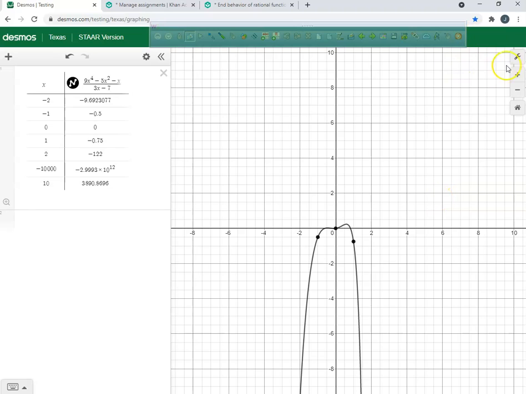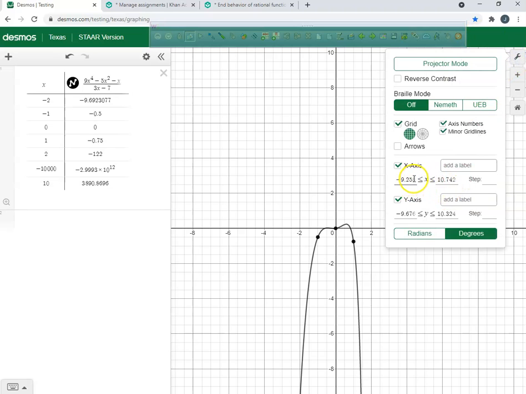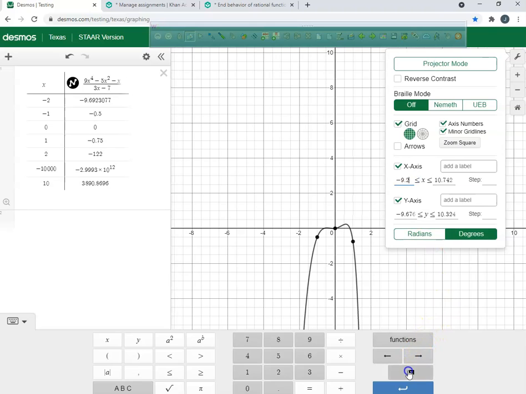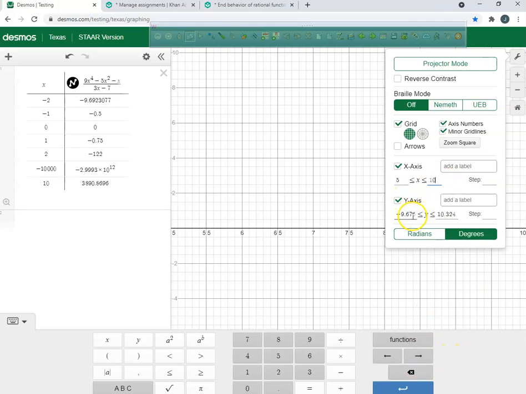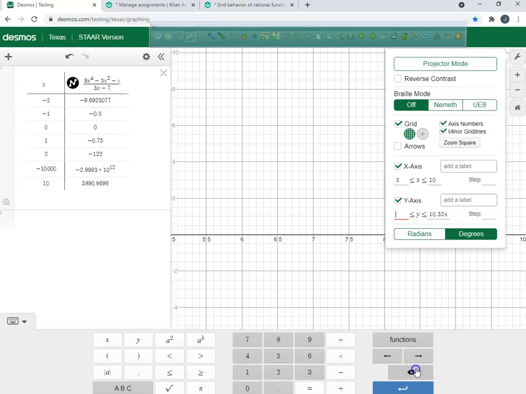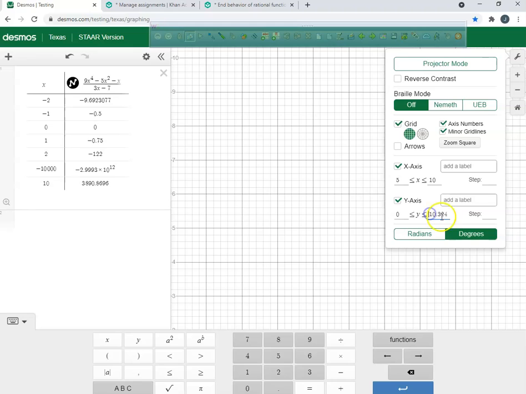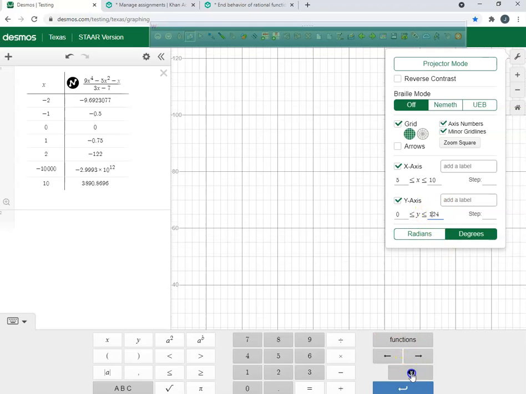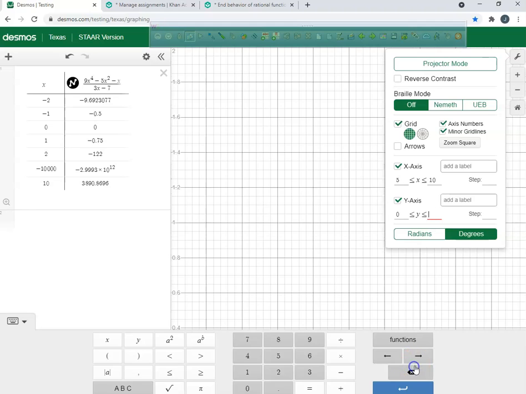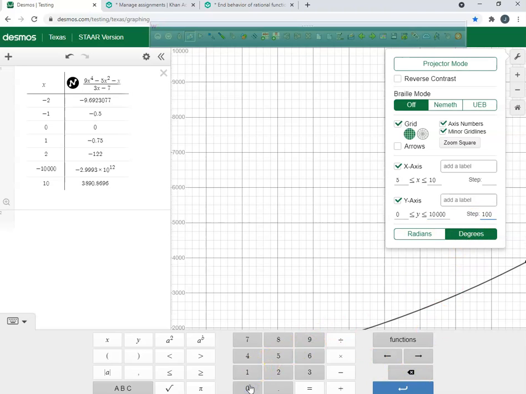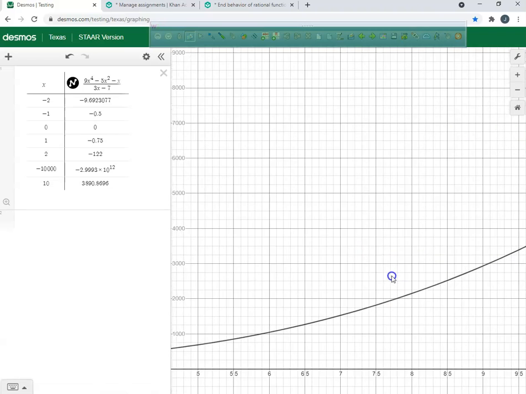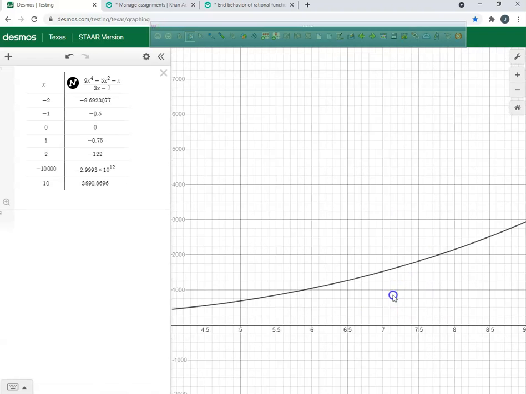We could put in our parameters. So check this out. What if we put our parameters on the x-axis to, let's say, 5 to 10. And then on the y-axis, 0 to, hold on, let me see if I can delete this. So we can see it better. How about this? 10,000. Let's step by 1,000. Can you guys now see the graph now that we've scaled it?